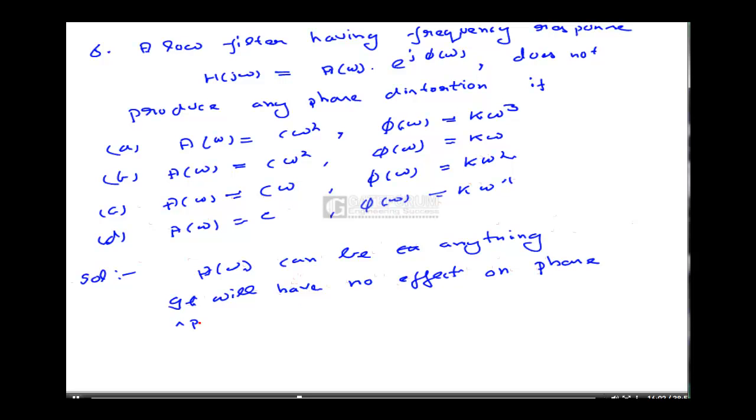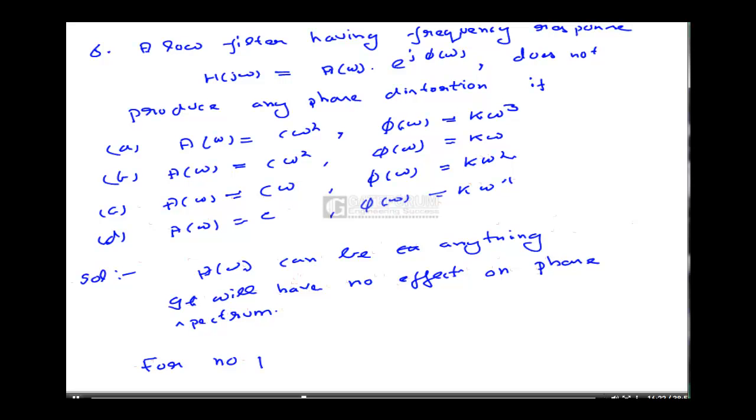No effect on phase spectrum. Okay, phase distortion is nowhere related to A of omega. The only thing related to omega is phi of omega, that is the phase function, and for the no distortion case phi of omega must be linear.